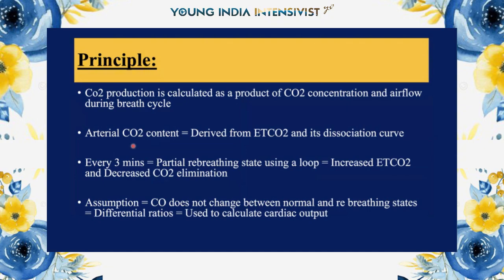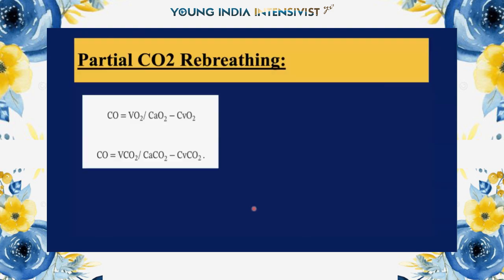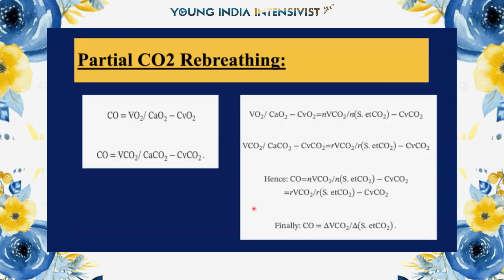Every 3 minutes, you will have a partial rebreathing state using a loop. During that time, there is an increased EtCO2. You have to assume that cardiac output does not change between the normal and rebreathing states. Using a differential ratio, you calculate the cardiac output. So this is normal breathing, and this is rebreathing. You can see that during rebreathing, your EtCO2 goes up. This is how they derive the differential Fick equation.